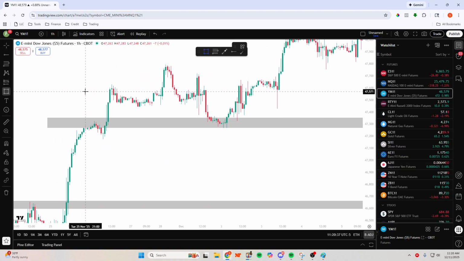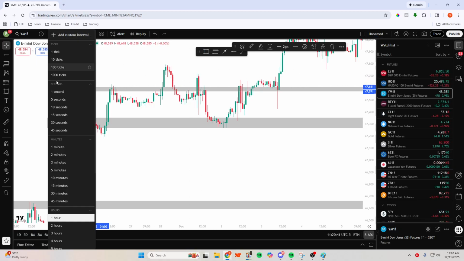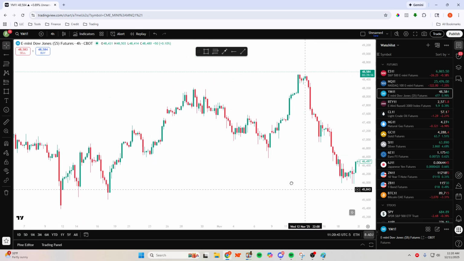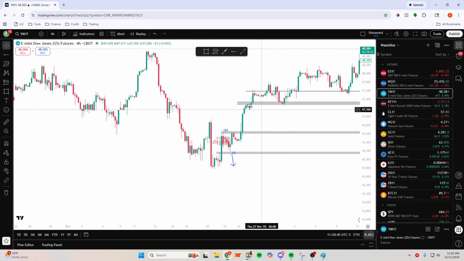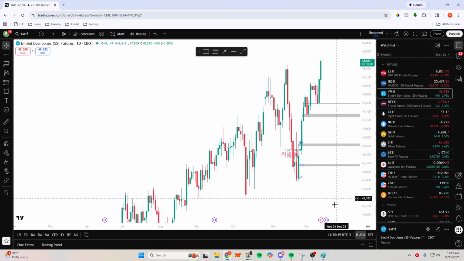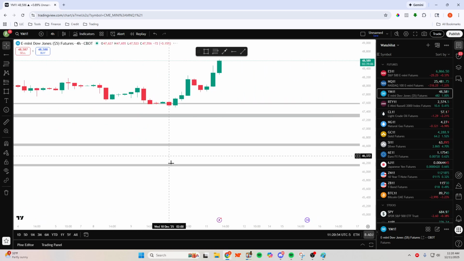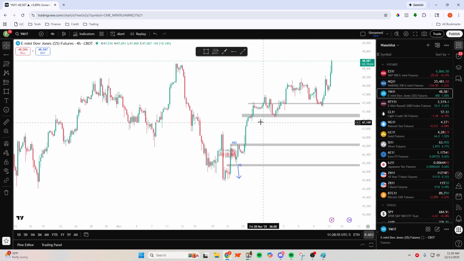We do get a break above this level here, and we do fail to go higher, which is completely okay too. Which is why you always want to start on the higher time frame, because a lot of times the 1 hour can give you some fake outs too. So always start on the daily, the 4 hour, the 1 hour, because it's going to give you cleaner signals.